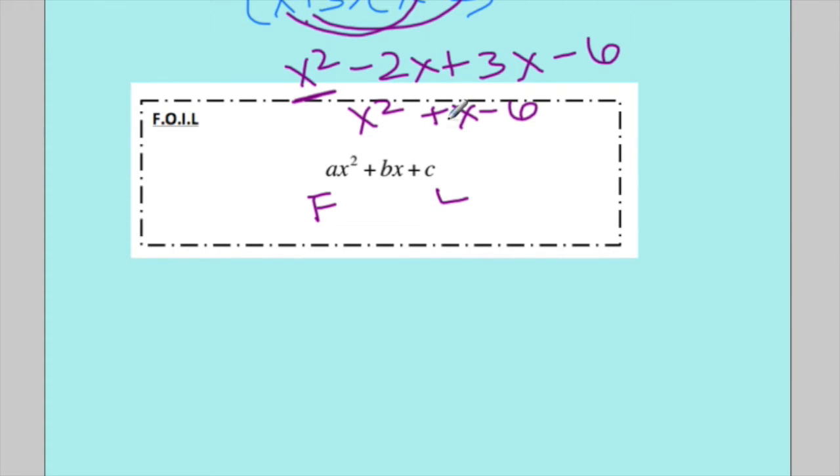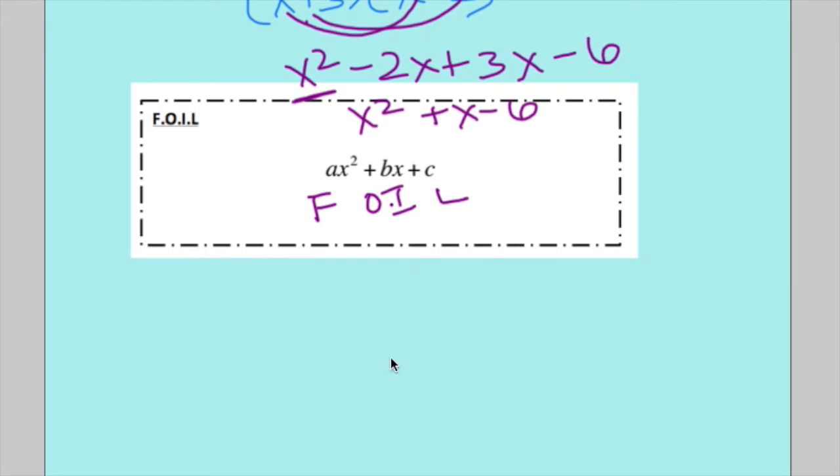your b term comes from your outer two, so x times 2, and your inner two, 3 times x. So this is the OI part of FOIL. So that's where everything comes from. We're going to use that idea to help us factor again today.